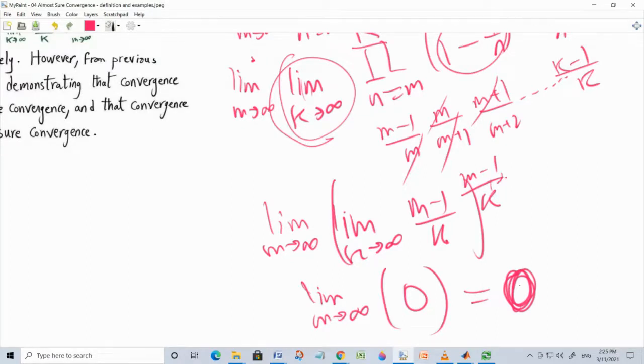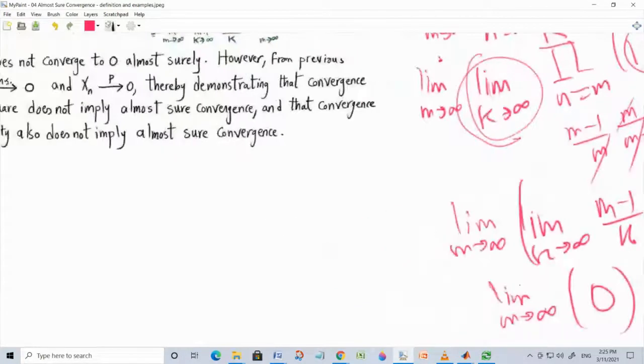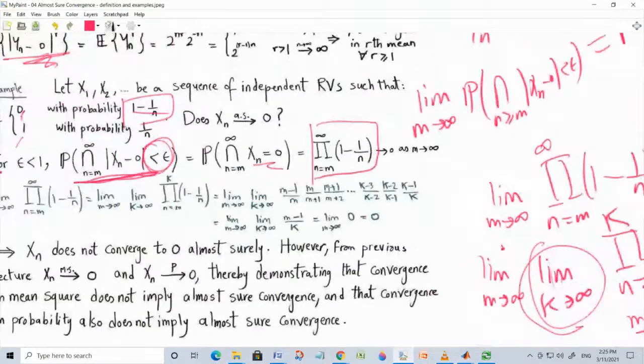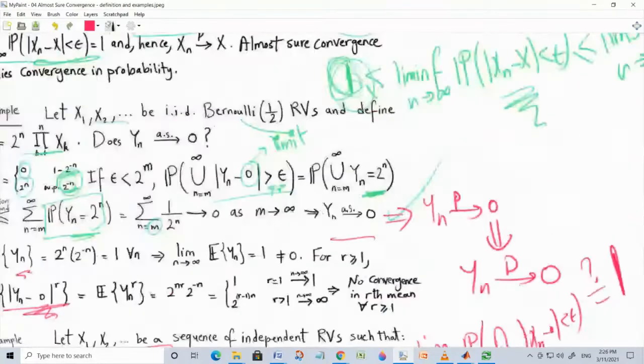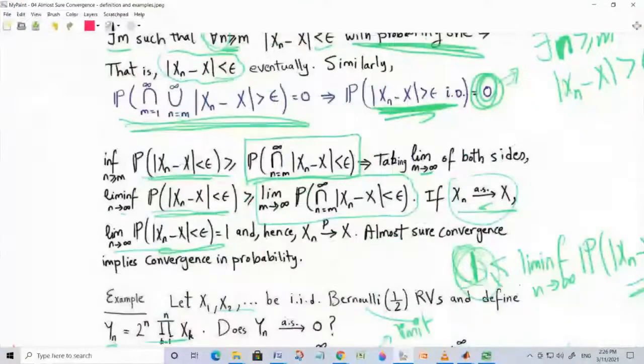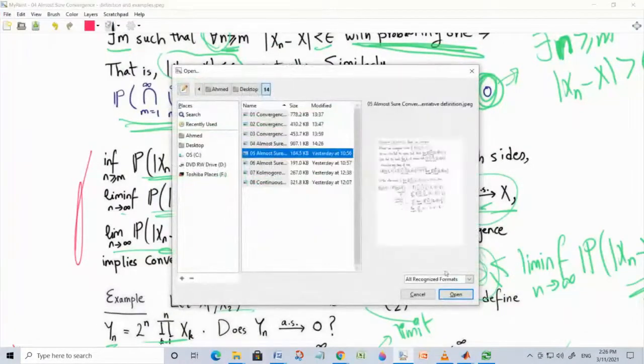And again, if the limit is anything other than 1, then there is no almost sure convergence. So this is an example that you can have convergence in probability, but not almost sure convergence. The converse, of course, by the argument I gave earlier, is that if you have almost sure convergence, then you are guaranteed to have convergence in probability. Any questions?